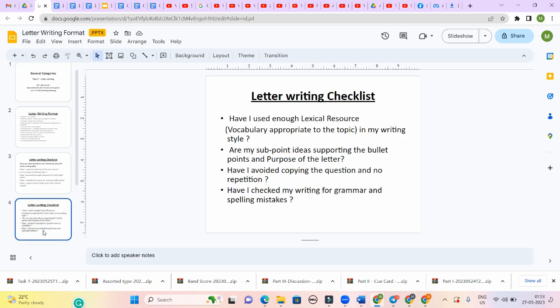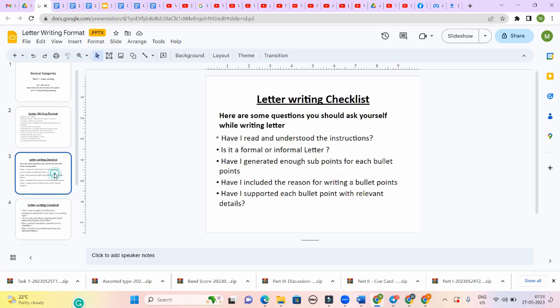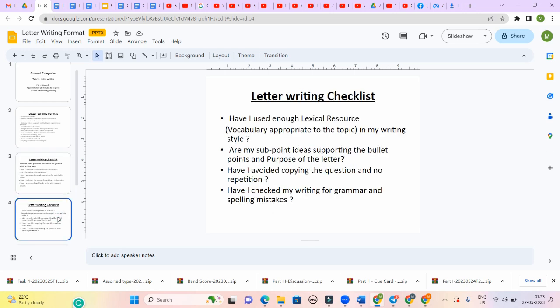Now coming to the next point, have I used enough lexical resource? Because that is how you will be marked. The bullet points mentioned in the question help you to achieve the task. That is the task response, how you are doing it. The second parameter of your judgment is lexical resource, that is, whether the vocabulary appropriate to the topic and my writing style is sufficient or not.